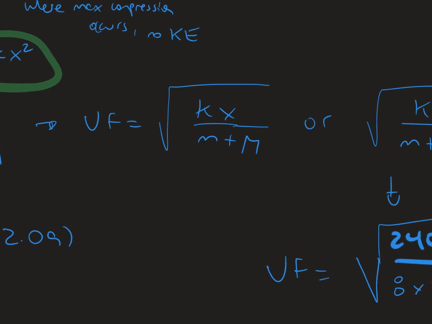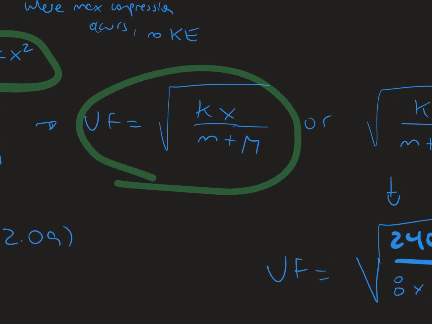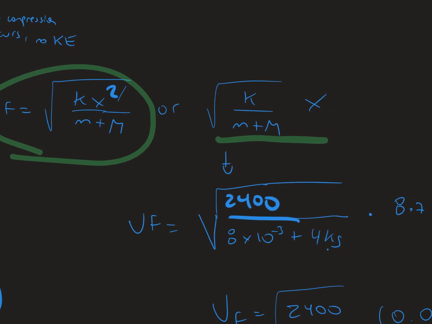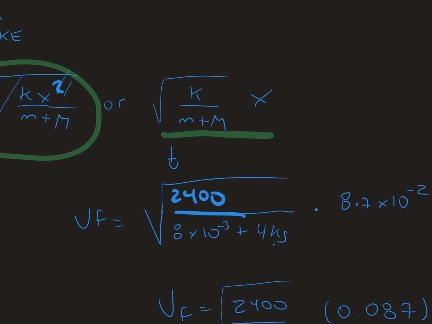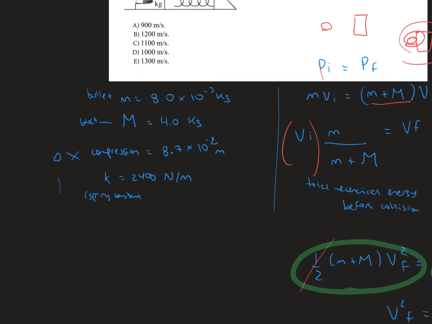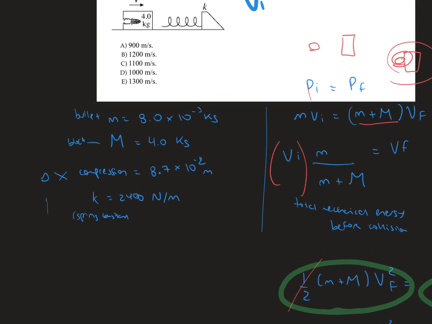Or we could say that final velocity is equal to the square root of k x squared divided by little m plus capital M. Sorry, it was k x squared. So the square and square root cancel, and it's going to be the square root of k over little m plus capital M multiplied by x. So we also know that delta x is going to be equal to 8.7 times 10 to the negative 2 meters.